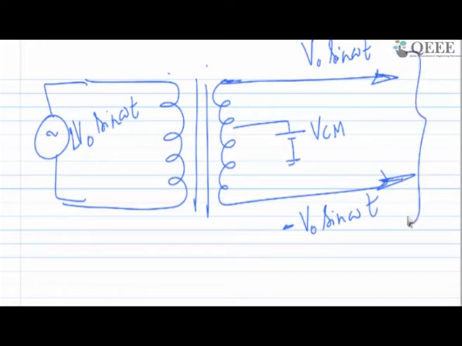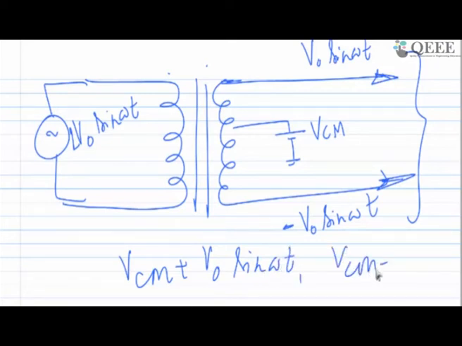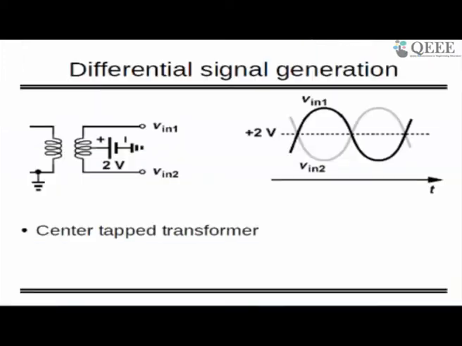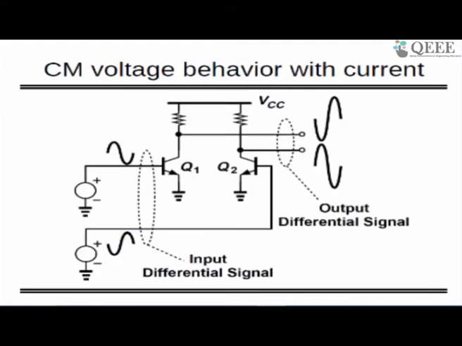Still the peak inverse voltage of this transformer is 2 VO sin omega t, but I am splitting it with respect to VCM instead of with respect to ground, and my two inputs are VCM plus VO sin omega t and VCM minus VO sin omega t, and you can use these voltages for your differential amplifier. Now it is guaranteed that whatever you are going to see, it will be 180 degree phase shifted. So this is what you have to do, the center tap. This may be one solution. Excellent. So if you understand that, let's go to common mode voltage behavior with current.